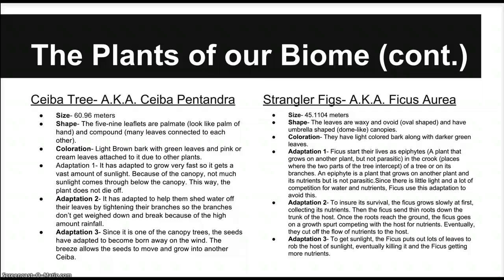The ficus grows slowly at first, collecting its nutrients. Then the ficus sends thin roots down the trunk of the host. Once the roots reach the ground, the ficus goes on a growth spurt, eventually cutting off the nutrients for the host. Last adaptation for the strangler fig is that to get sunlight, the ficus puts out lots of leaves to rob the host of sunlight, eventually killing it and the ficus getting more nutrients.